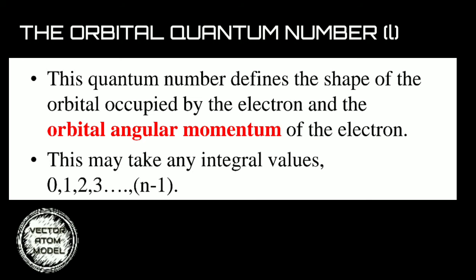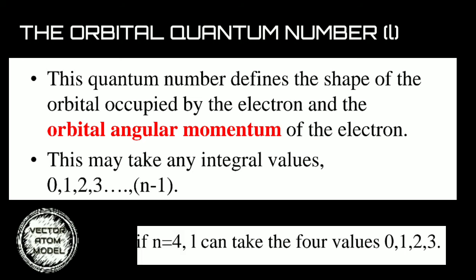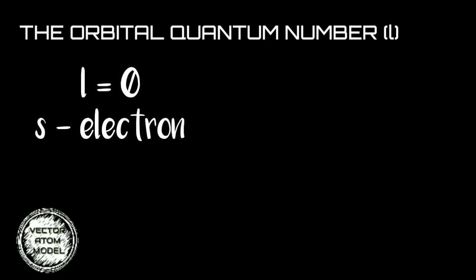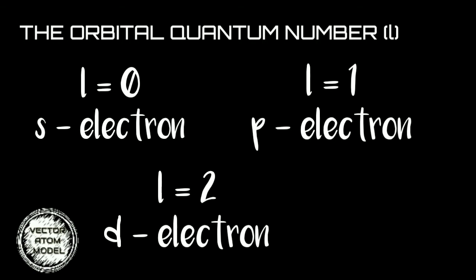This quantum number defines the shape of the orbital occupied by the electron and the orbital angular momentum of the electron. This may take any integral values, that is 0, 1, 2, etc., up to n minus 1. For example, if n is equal to 4, one can take the 4 values 0, 1, 2, 3, for which an electron with l equal to 0 is called an s electron. If l is equal to 1, it is called a p electron, and so on.